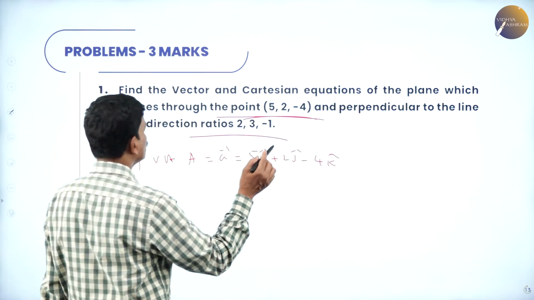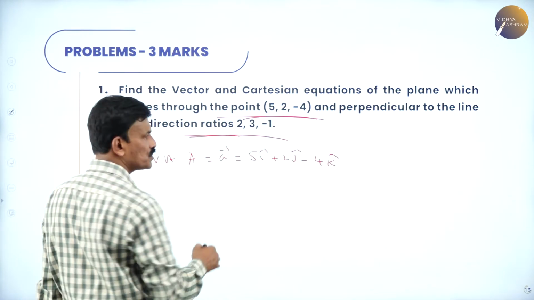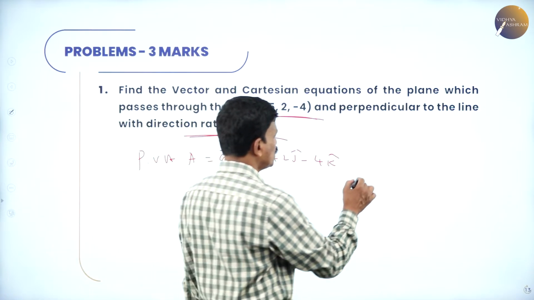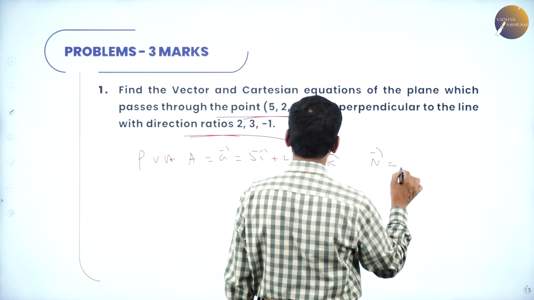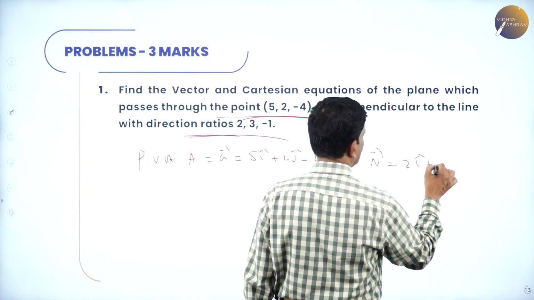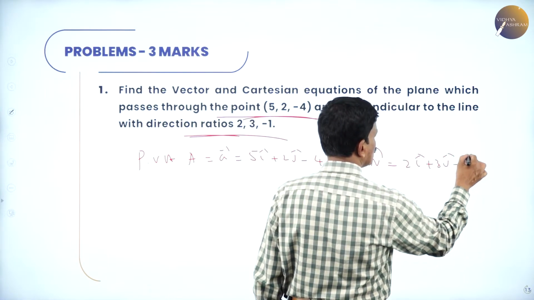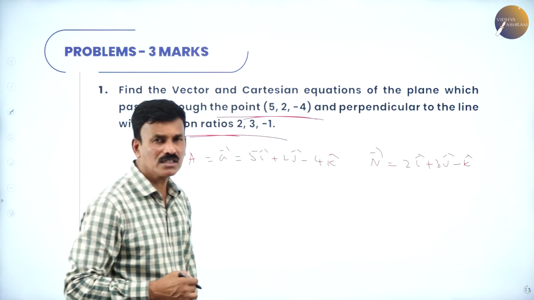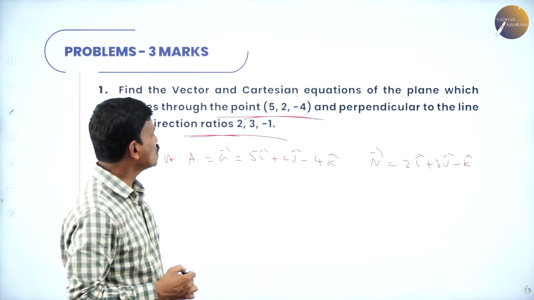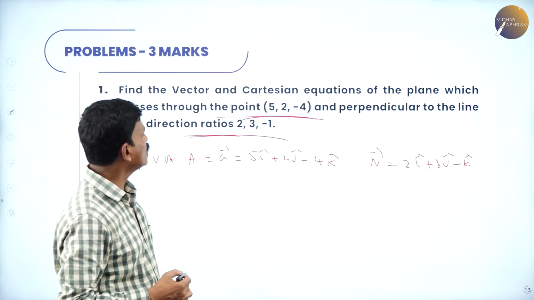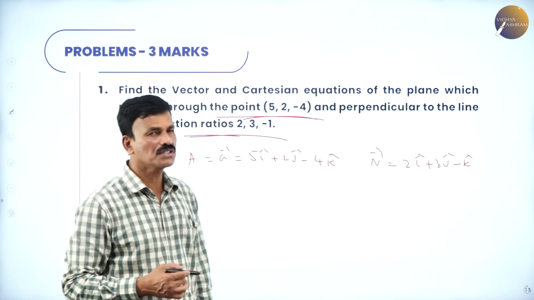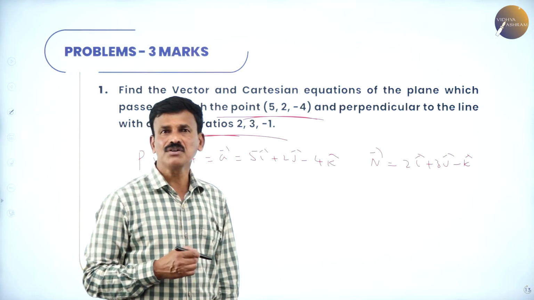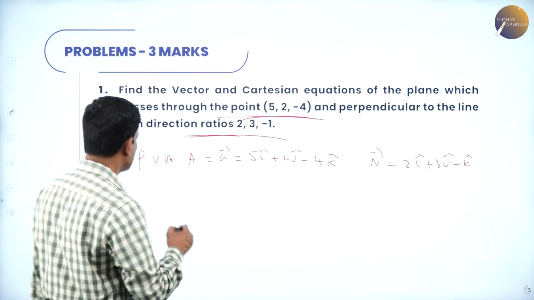Further, the plane is perpendicular to the line whose direction ratios are given. So if the directions are given, then the normal vector n is given by 2i + 3j - k. So vector a and the normal vector n are given, and we are required to find the vector and Cartesian equation of the plane. First, write down the vector equation.